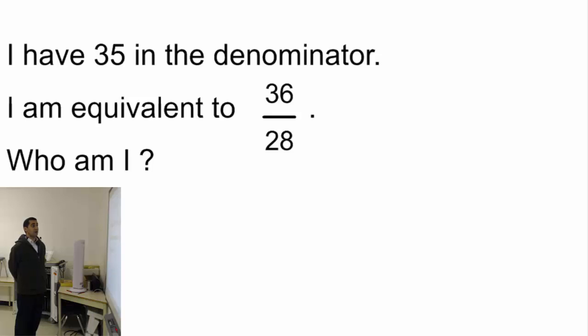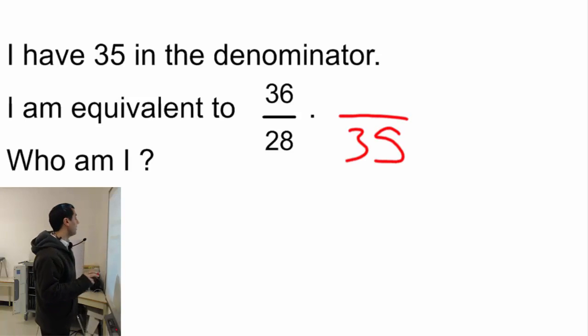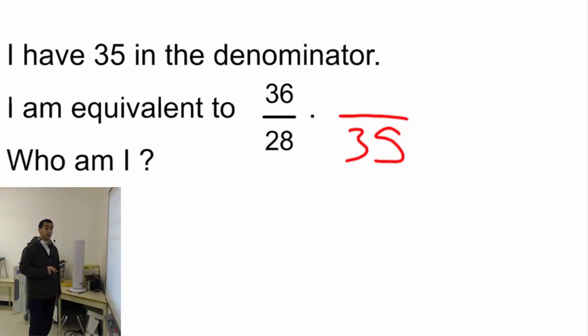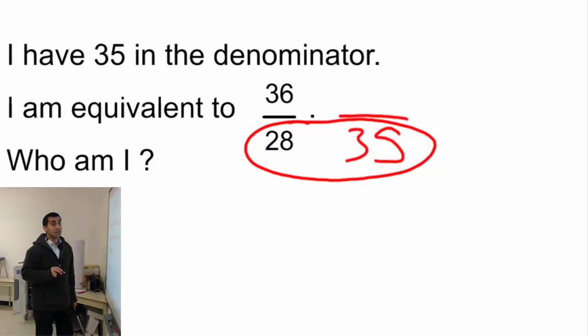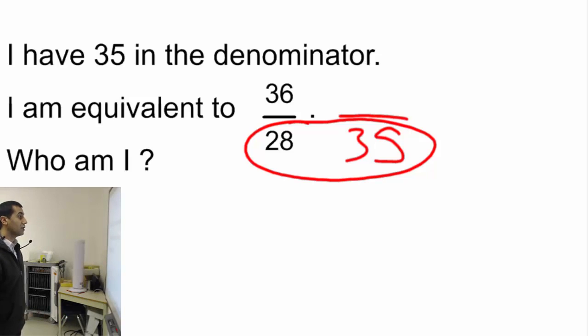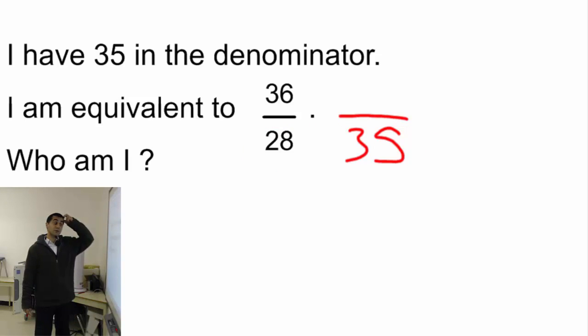Alright, I have 35 in the denominator. Denominator starts with D. So that's gonna go in the bottom. 35. And I am equivalent to 36 divided by 28. Who am I? So let me tell you who you are. So let's look at 28 and 35. You will see that they simply have no relationship. Nothing multiplied by 28, as a regular number I'm talking about, gives you 35. But we know they are equivalent. How can we figure out what the number is?